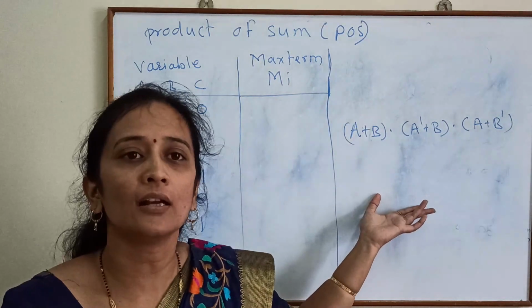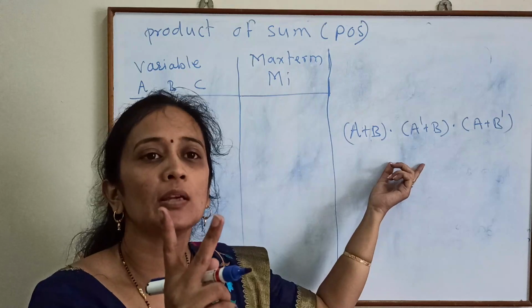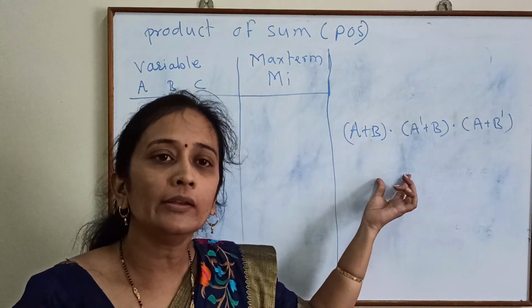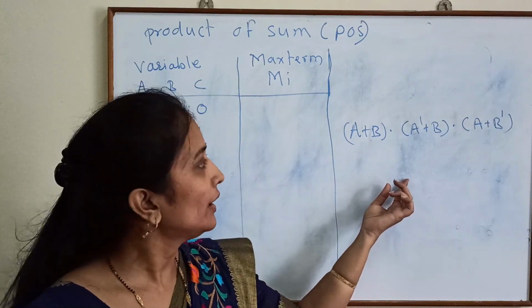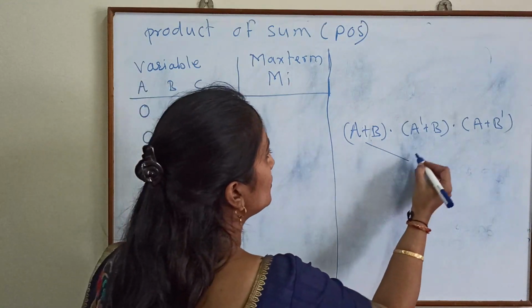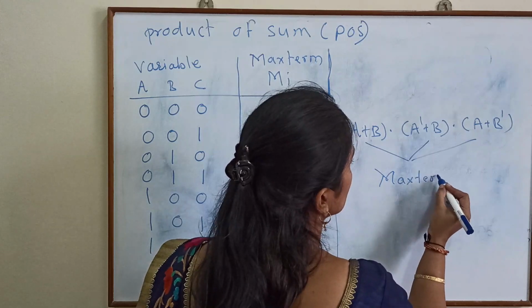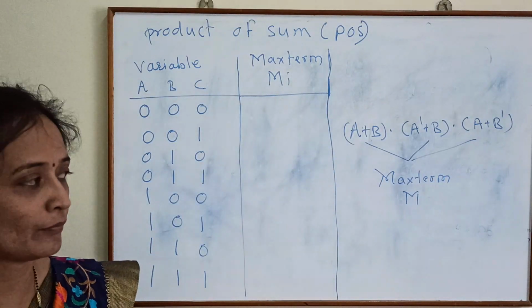Is this in standard form? Yes, because how many variables are there? Only 2 variables are there, and each and every term contains all the input variables either in true form or in complement form. This is standard form. Now each and every term is called a max term, and it is represented with a capital M.